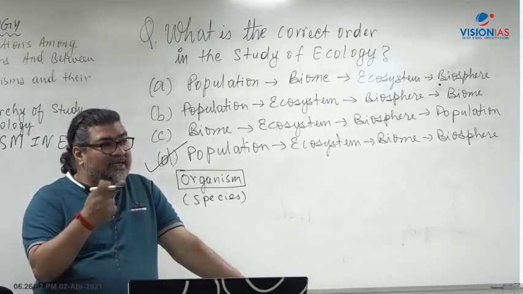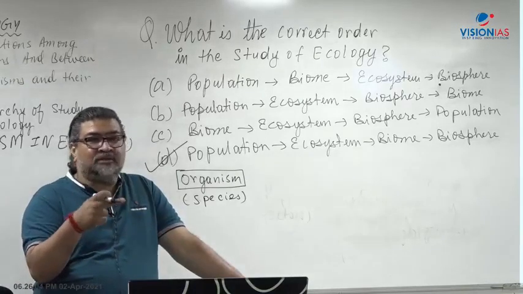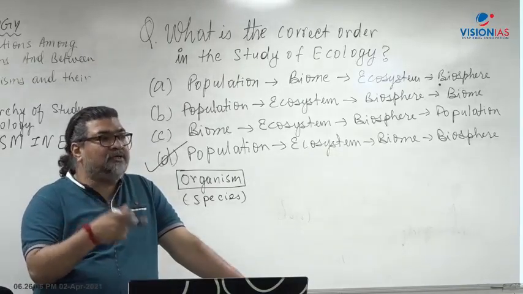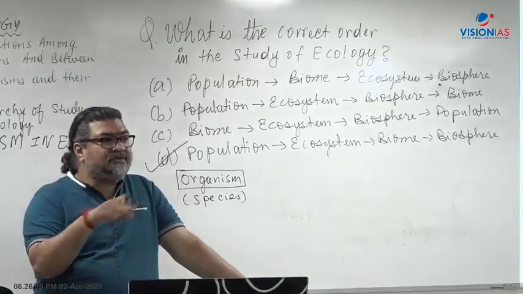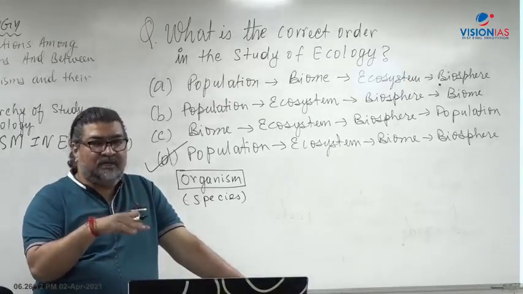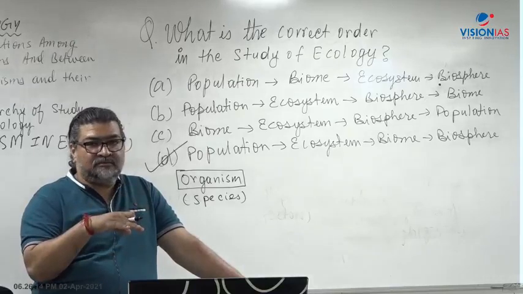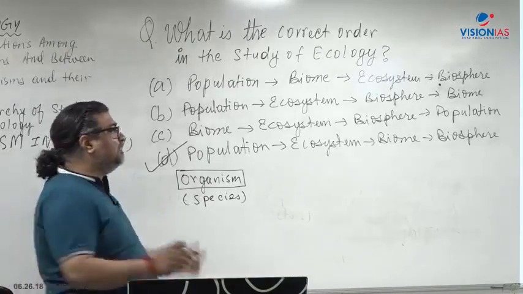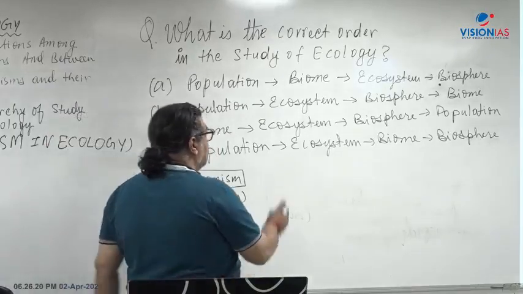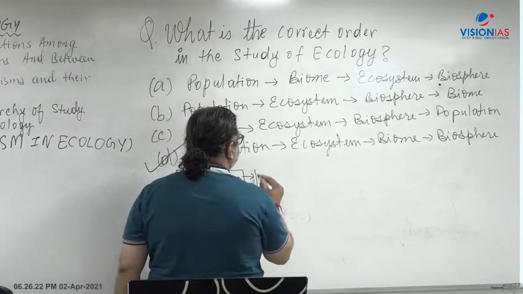But when you talk about tigers or lions or panthers or leopards or deer or human beings, they can reproduce, like deer within their own species. I'm talking within the species. And the offspring which are there, they're fertile ones. So the first level of study is the organism. An organism is a part of a population.